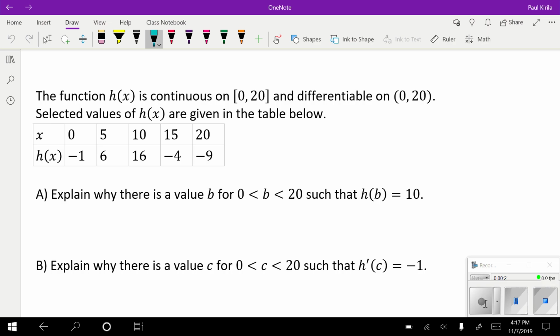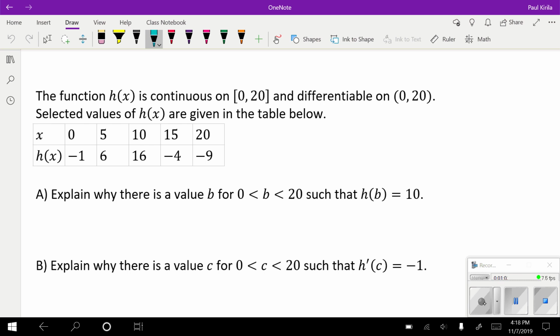Function h of x is continuous on the closed interval 0 to 20 and differentiable on the open interval 0 to 20. That statement alone has already got me thinking of the MVT, but it does also meet the conditions for the hypothesis of the IVT. We're then given a table of selected values of h, and we're asked two different questions here. We're asked to explain why there's a value of b in the open interval 0 to 20 such that h of b equals 10, and then explain why there is a value c in the open interval 0 to 20 such that h prime of c equals -1.